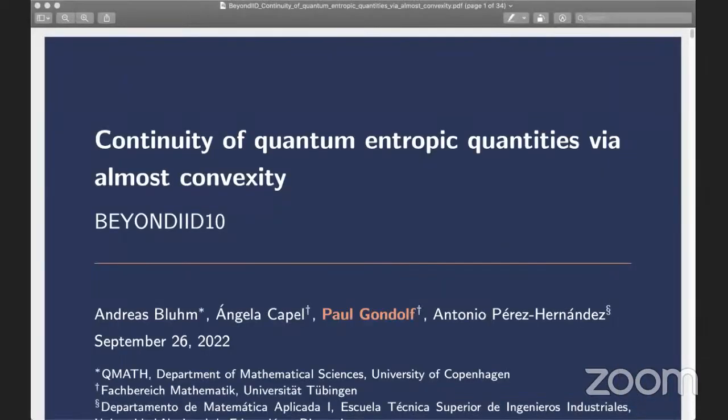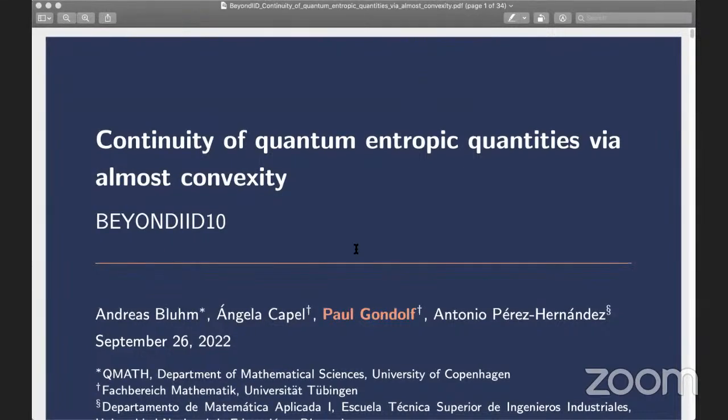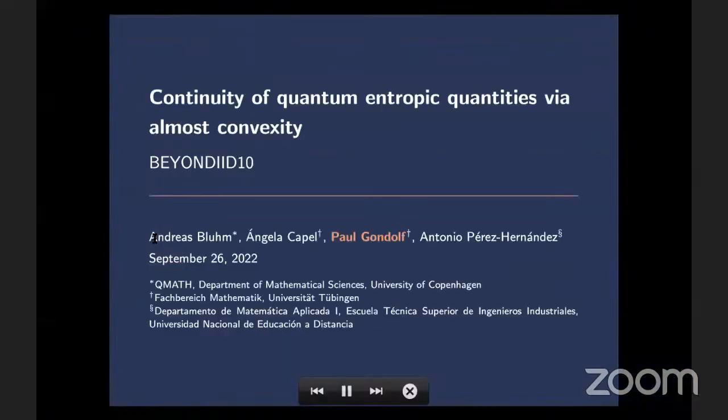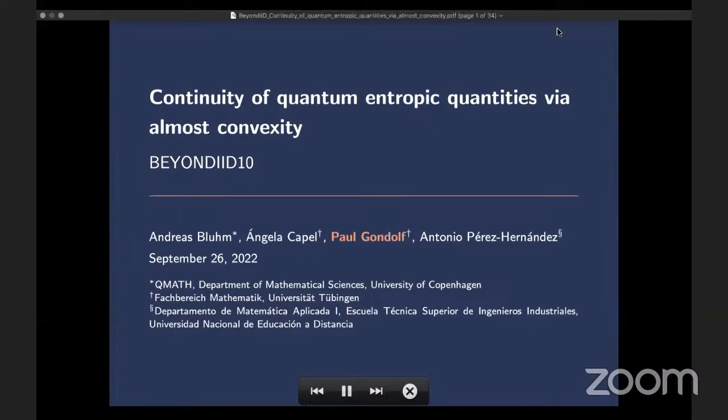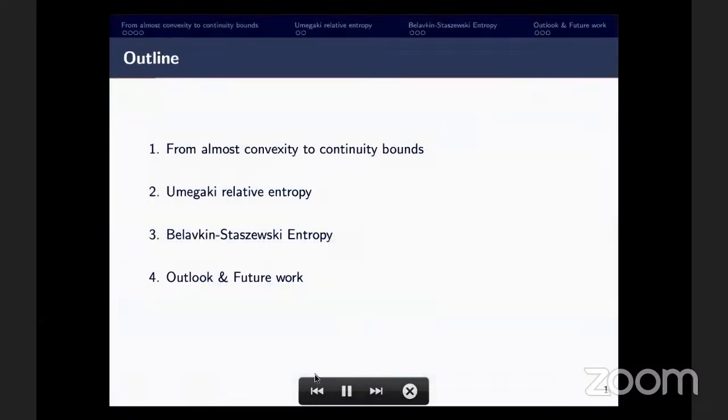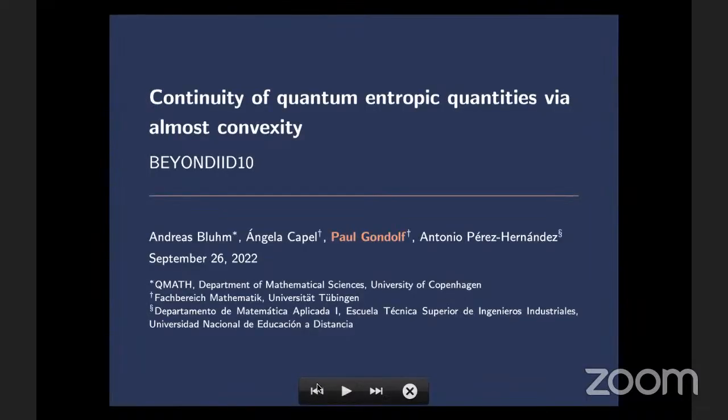Okay. So the final speaker of this session is Paul Gondorf. The title of the talk is Continuity of Quantum Entropic Quantities via Almost Convexity. This is joint work with Andreas Blum, Angela Capel and Antonio Perez Hernandez. So please start.